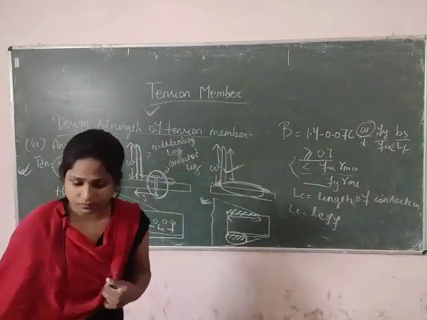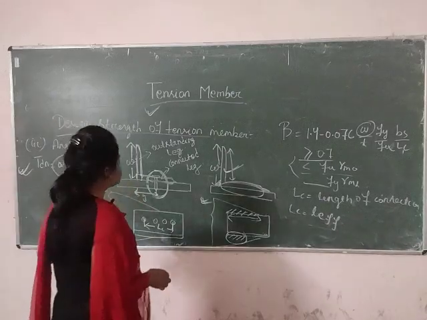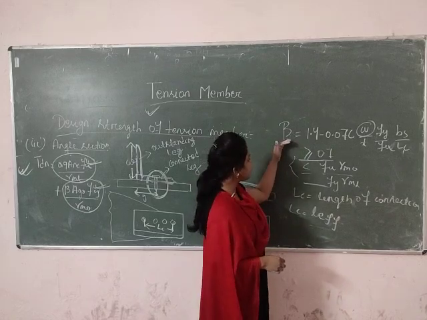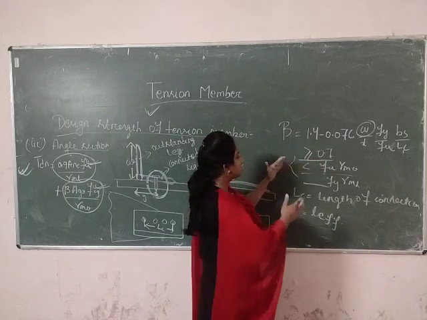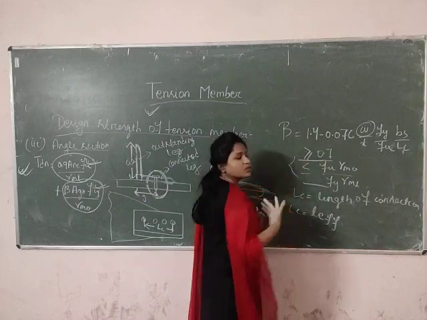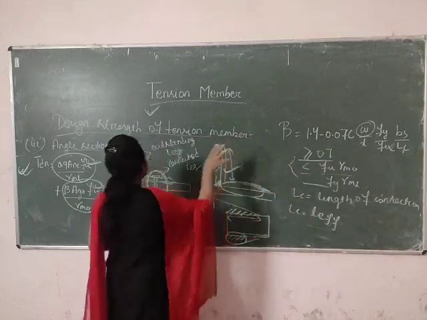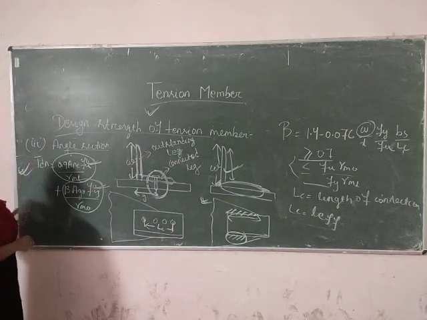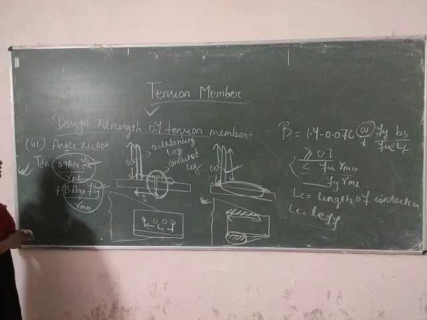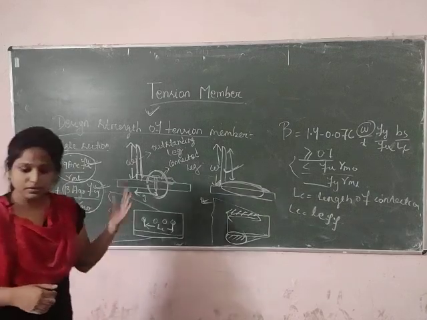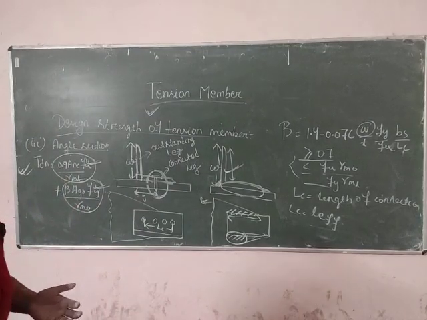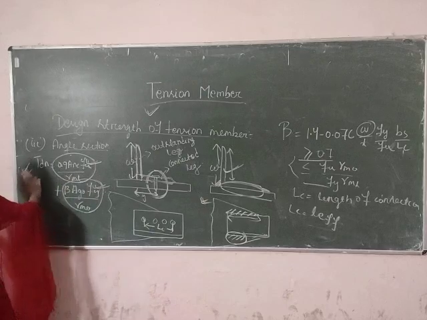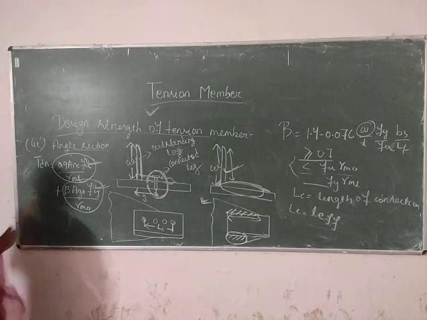So in this way, by putting these values, we can calculate the beta value. Then we will check with these limiting values, whether the beta value is coming in this range or not. Then after that we will put the value of beta in this equation. Then we can calculate the rupture strength of the angle section. So if the angle section is used as the tension member, then we will calculate the rupture strength by this formula.